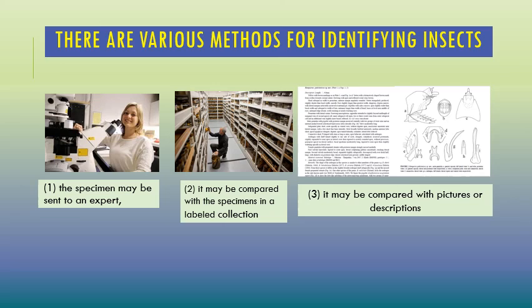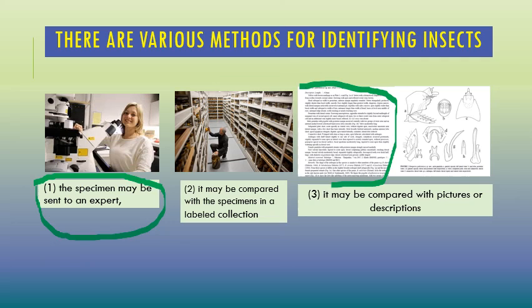Now there are various methods for identifying insects. Number one could be very easy, for example, just sending your specimen to an expert and he will tell you the result. Number two, it may be compared with the specimens in a labeled collection, maybe in a museum, maybe in a depository of any university, or maybe in any private institute. Number three, it may be compared with the pictures or descriptions available in the literature. This is the description here, and these are the pictures available. You can study and compare with your specimens.